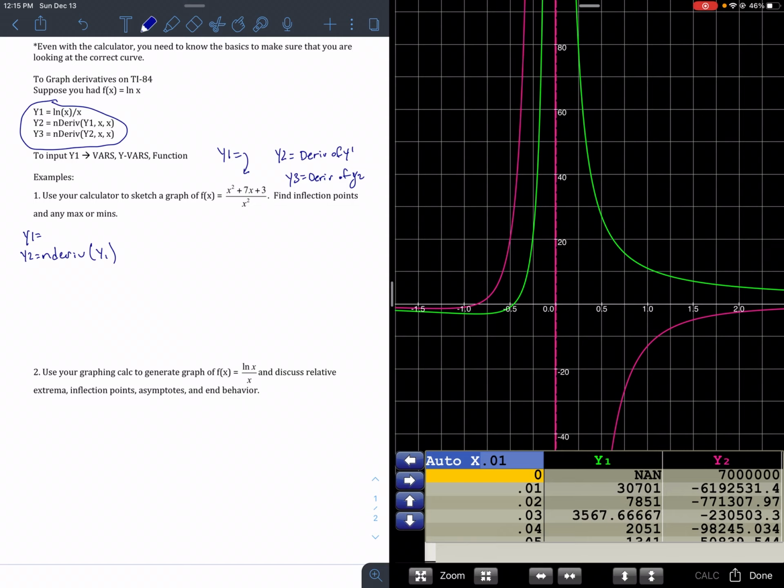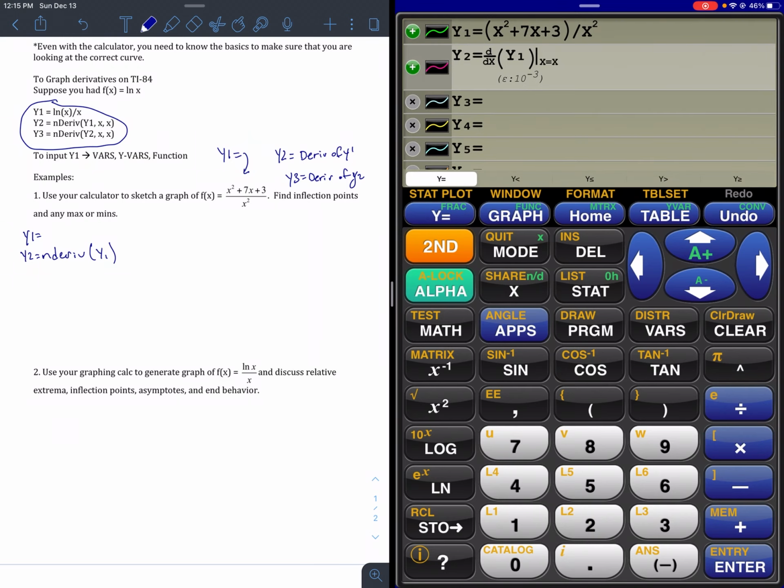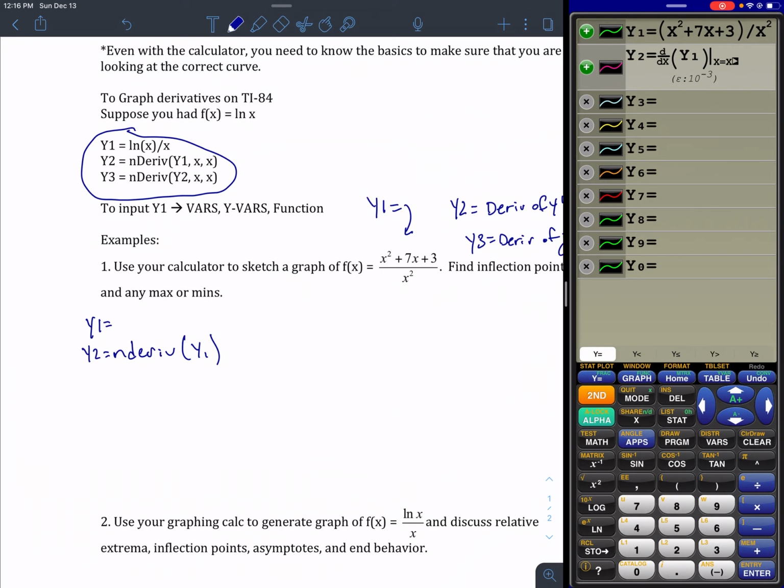If you have the older software, you didn't get this d over dx menu format when you hit y equals. So what you got in the old software was just a y equals, and then when you hit n derivative, it just gave you n derivative like this, like I'm showing you right here. So if you do have the old software, you have to use this n derivative feature.